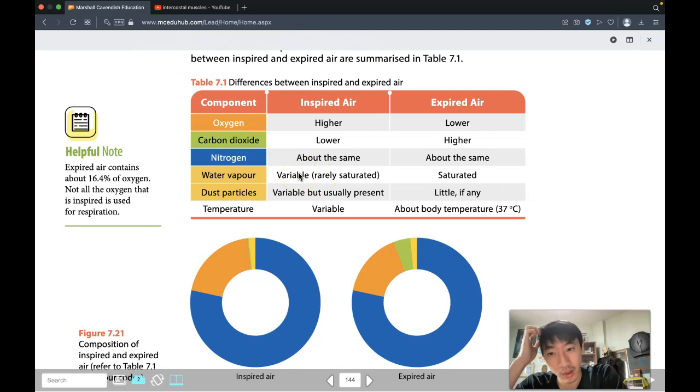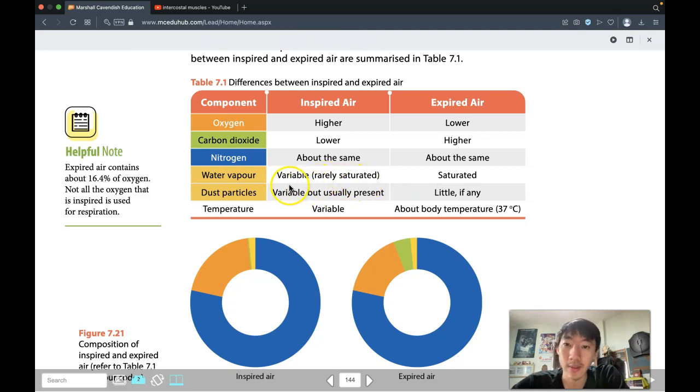Like in Singapore, when it's very rainy, there's a lot of water vapor in the air. But in other countries, when it's dry, you can actually feel the dryness of the air. So there's not much water vapor in the air that people breathe in most countries. But when you breathe out, there's a lot of water vapor. This is the water vapor that came from your alveoli, that thin layer of moisture in the alveoli. That's why the expired air is saturated with water vapor.